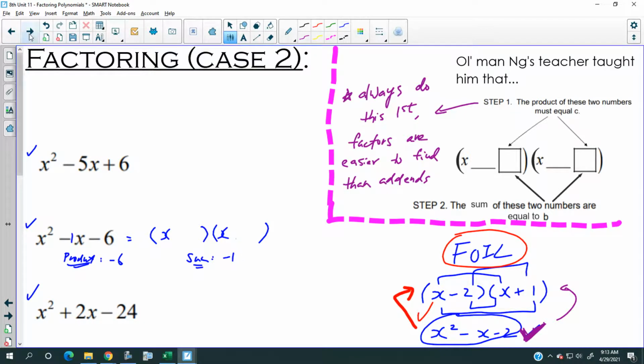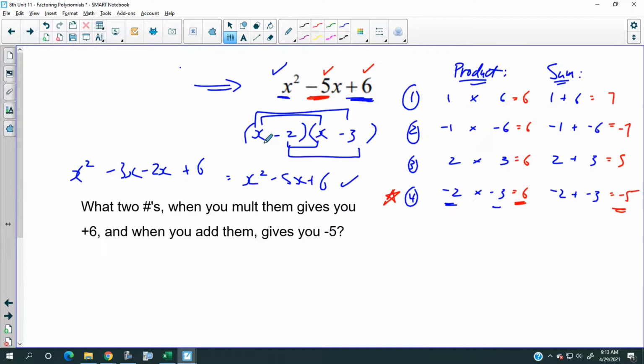Oh, by the way, so real quick detour. Why do we need to do this? Why do I tell you to do product first? Because think about it like this. If you look at the products of 6, there are only certain combinations. It's either 1, 6, -1, -6, 2 and 3, and -2 and -3. There are only 4 possibilities. Whereas if I ask you, let's do the sum first, and you need to find 2 numbers that add up to -5, that's going to take forever.